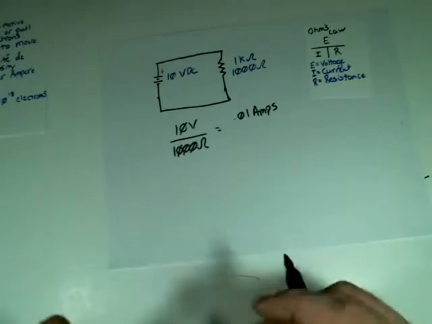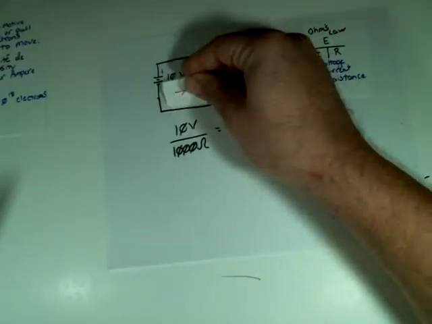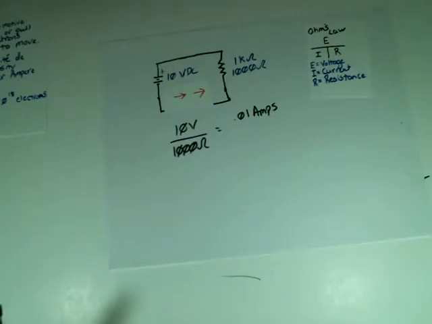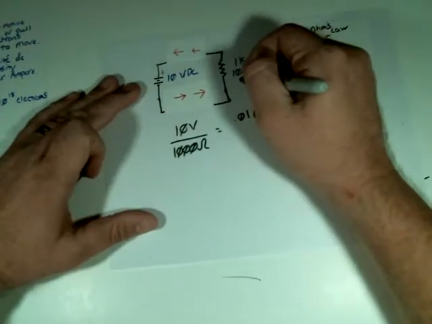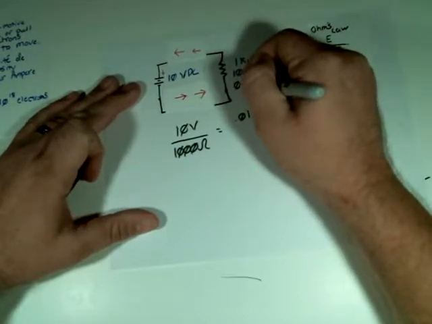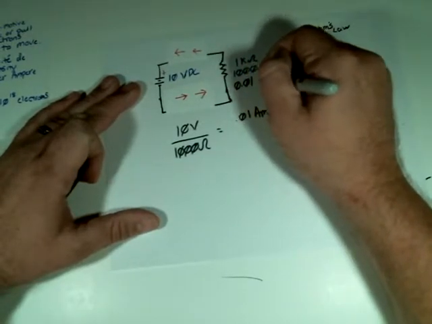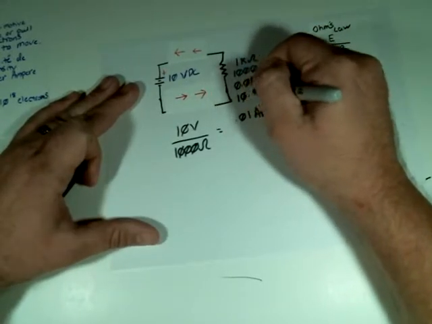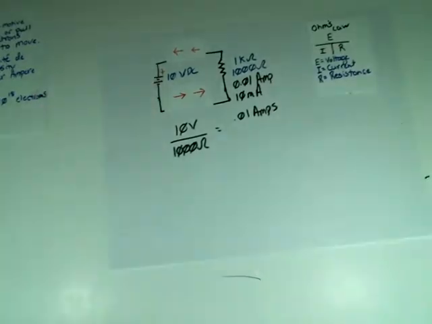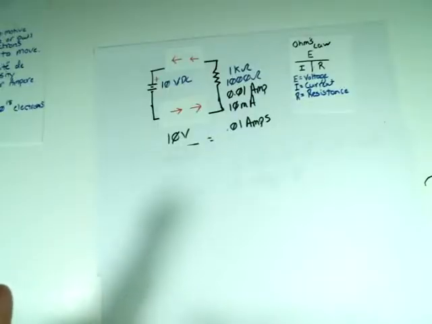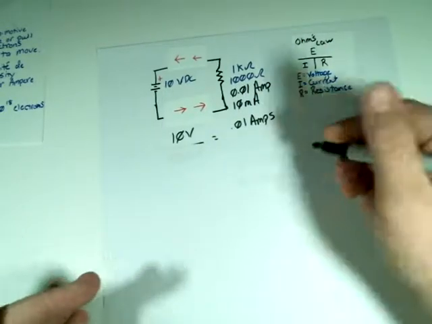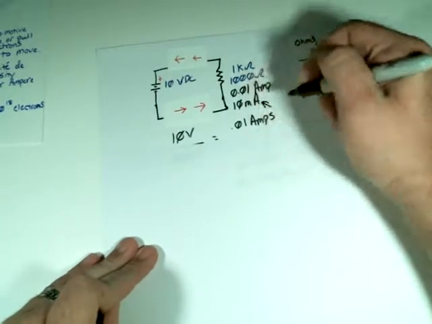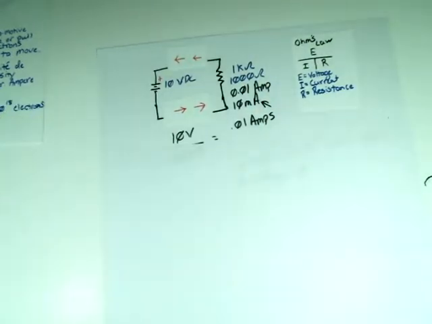So that's our first analysis. The current going through this circuit in that direction is 0.01 amps or 10 milliamps. Right, so we did our first analysis where we found it added up to 10 milliamps using our Ohm's Law card.